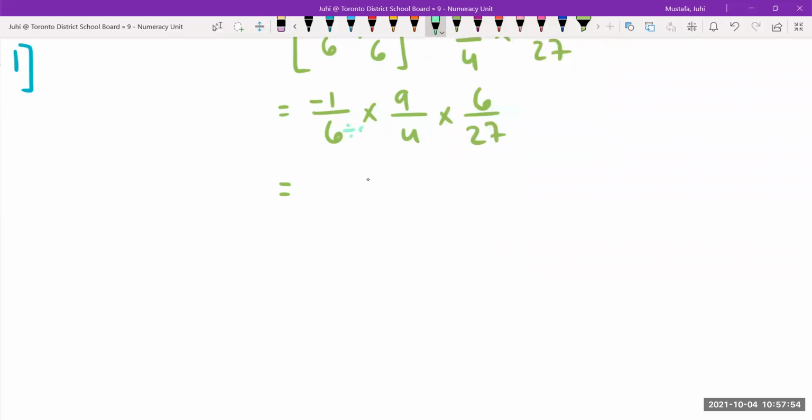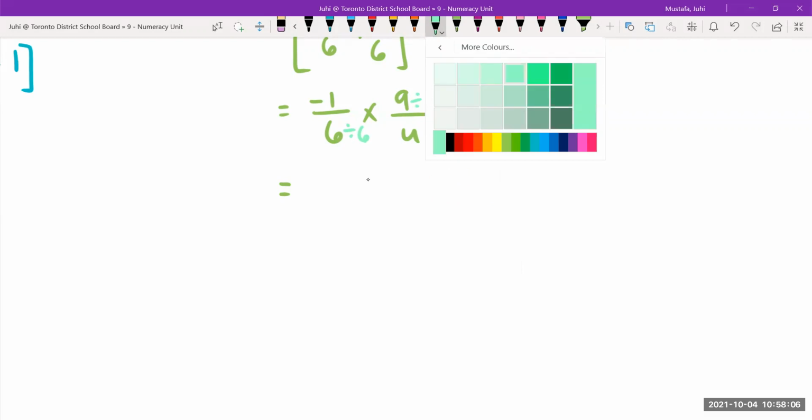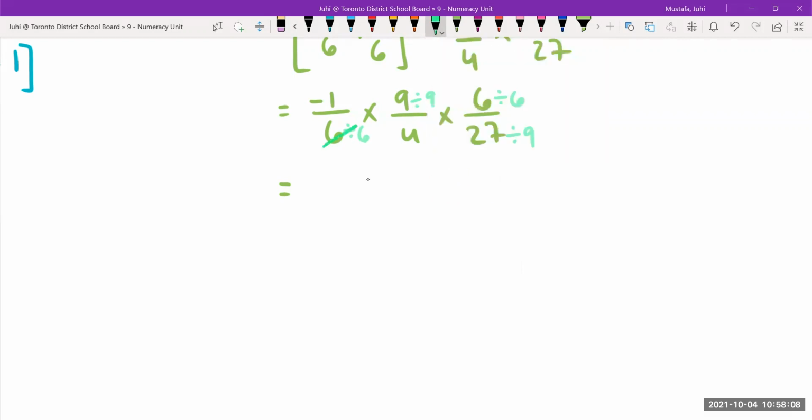Let's go 6 divided by 6 and then 6 divided by 6. What else is a pair of numbers? Ari? Yep, we can divide this by 9. We can divide this by 9. So when we do this, what do we end up with? We're going to get 6 divided by 6 is 1, 9 divided by 9 is 1, 6 divided by 6 is 1, 27 divided by 9 is 3. So it's very beautiful. It works out really nicely.